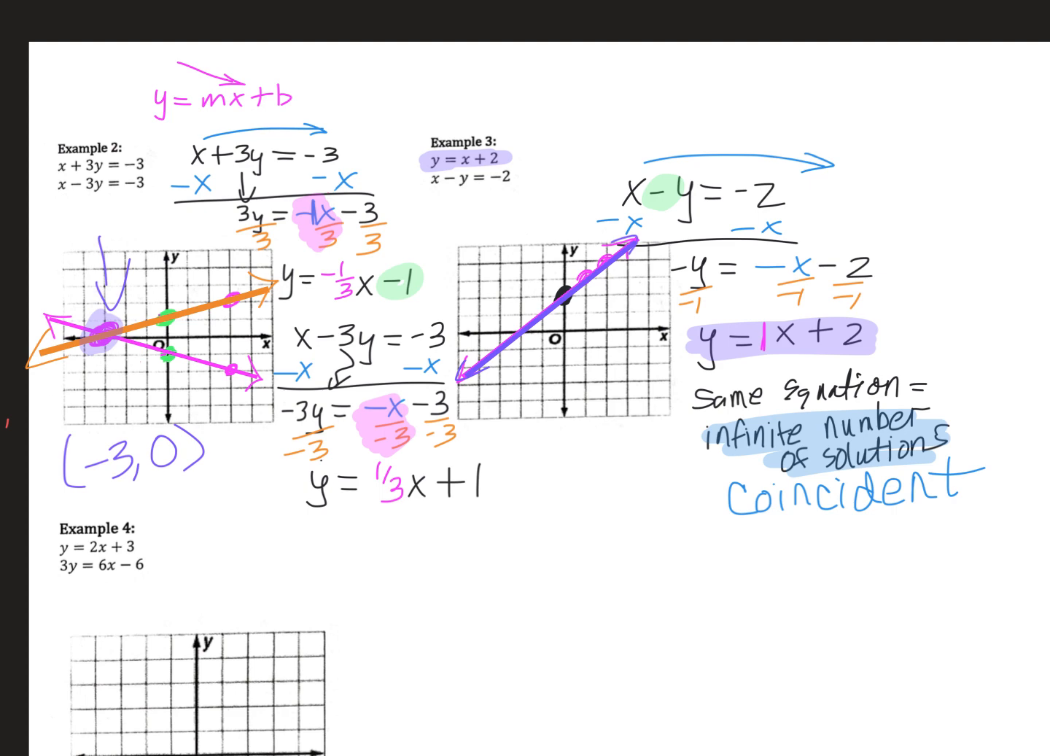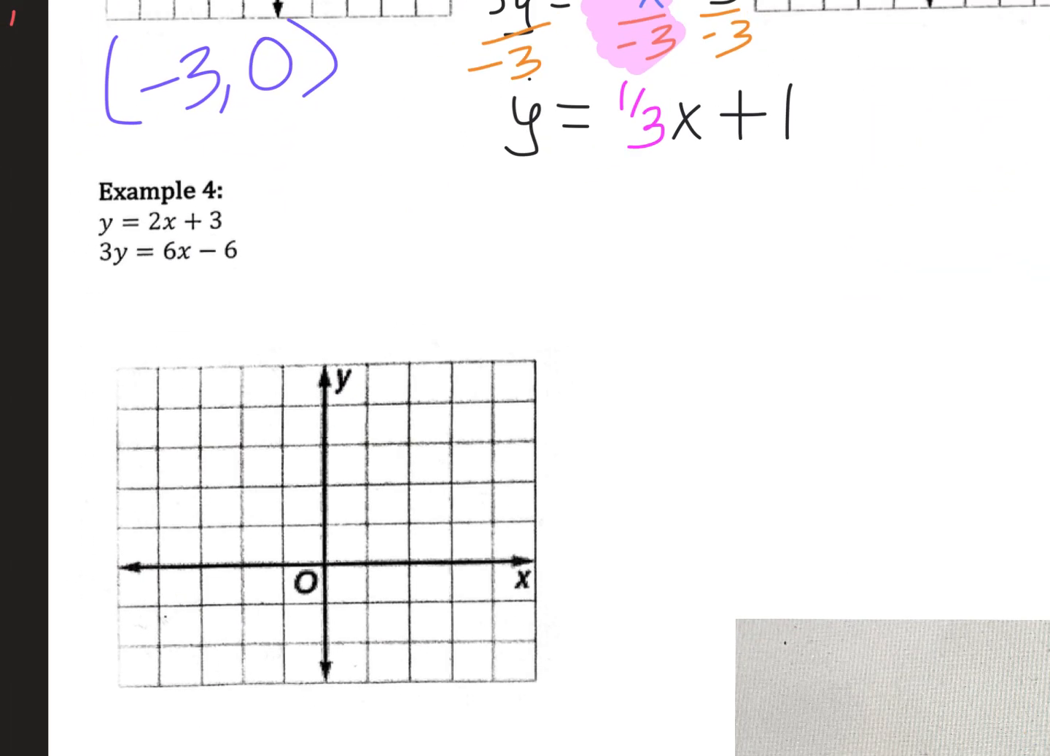No solution. Yes, so we've got 1. We got too many. And I'll just go ahead, spoiler alert. Is anybody not okay if I zoom in on number 4? You're good. Spoiler alert. Example 4 is going to be an example of no solution.